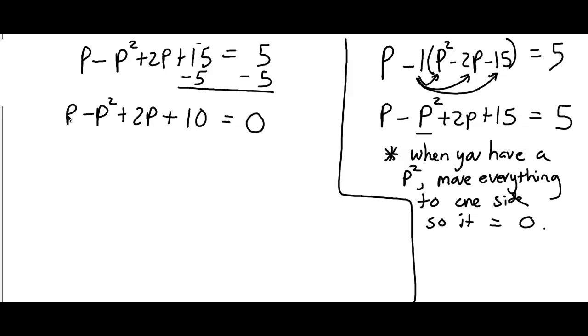Also, guys, notice that we have two like terms here that we can combine. So I'm going to put those together. P and 2p is 3p.